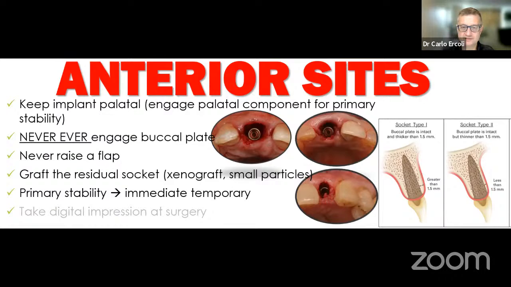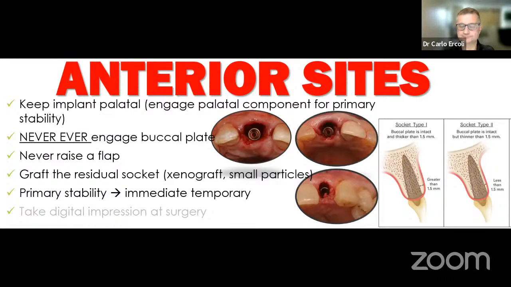You never want to raise a flap, especially on the buccal, because that bone is already thin. And that bone is realistically only vascularized by the periodontal ligament, which now you have removed because you have removed the tooth, and by the overlying soft tissue. So that soft tissue should remain attached to that thin buccal bone in such a way that it will be supported. You want to graft a residual socket with a xenograft or a slow resorbing material in such a way that you're trying to minimize the changes of that socket.